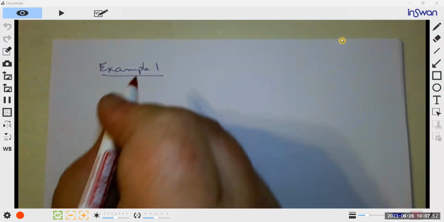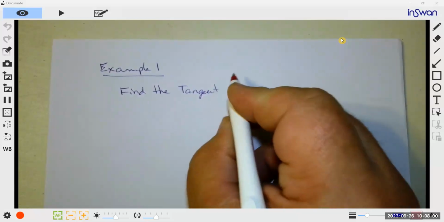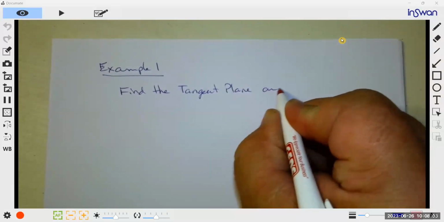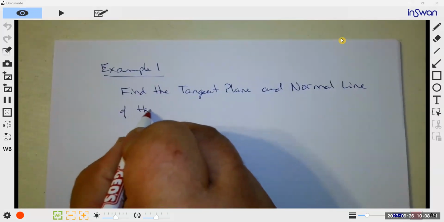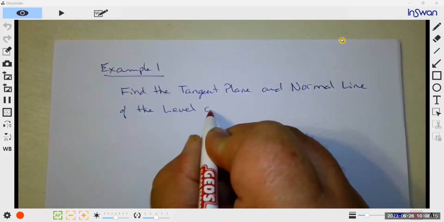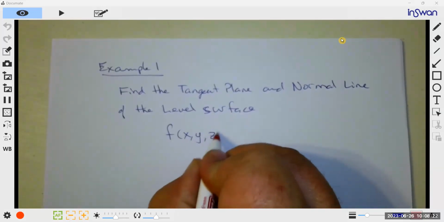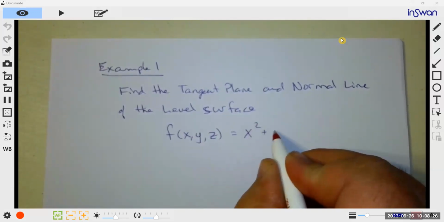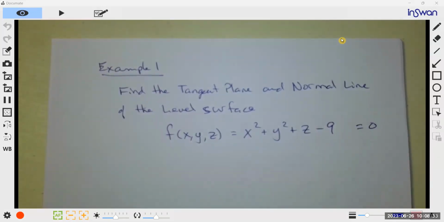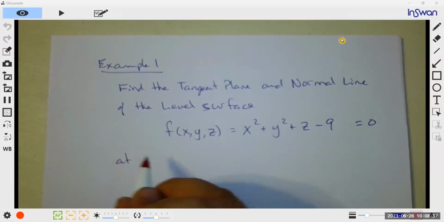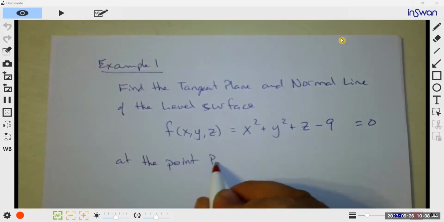Example 1. Find the tangent plane and normal line of the level surface f(x, y, z) equals x squared plus y squared plus z minus 9 equals 0, at our point, this is our point.